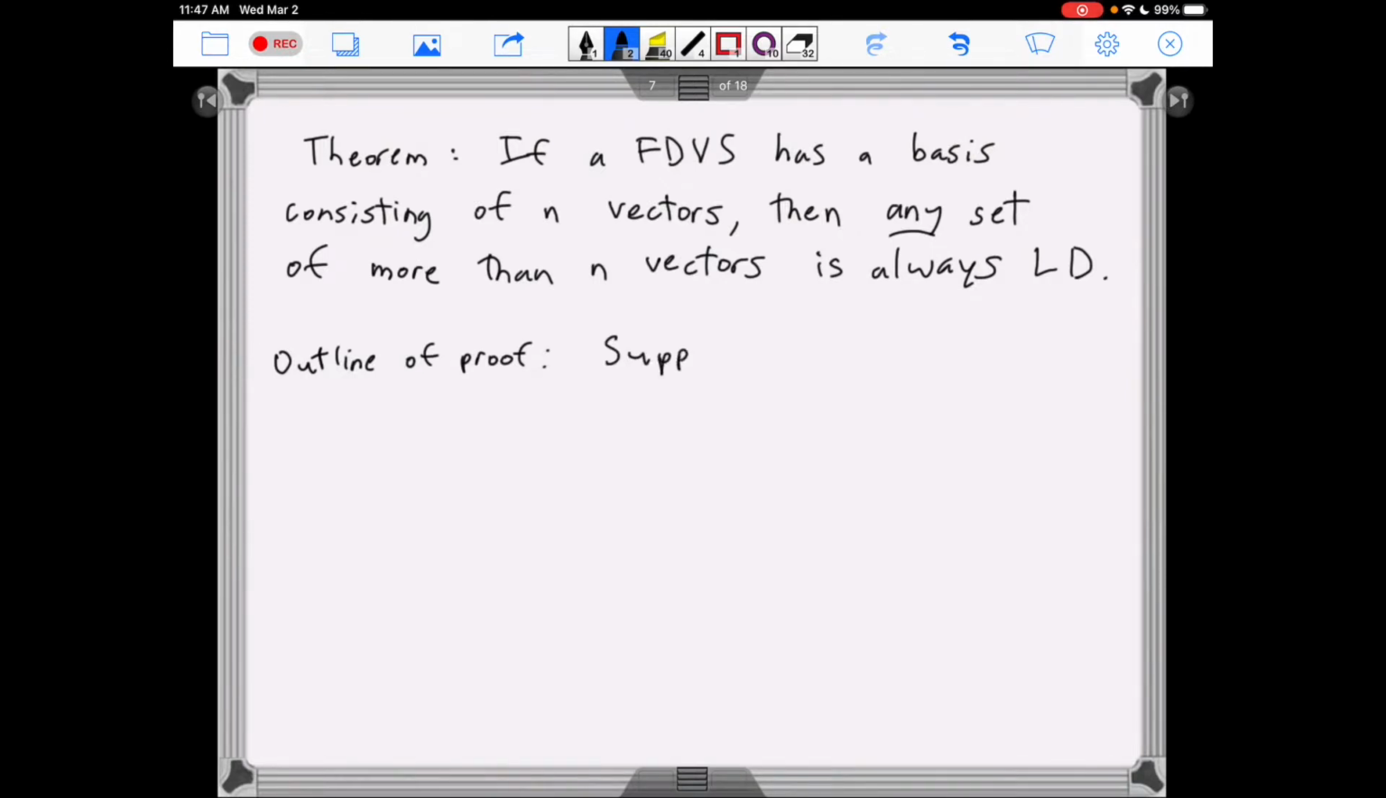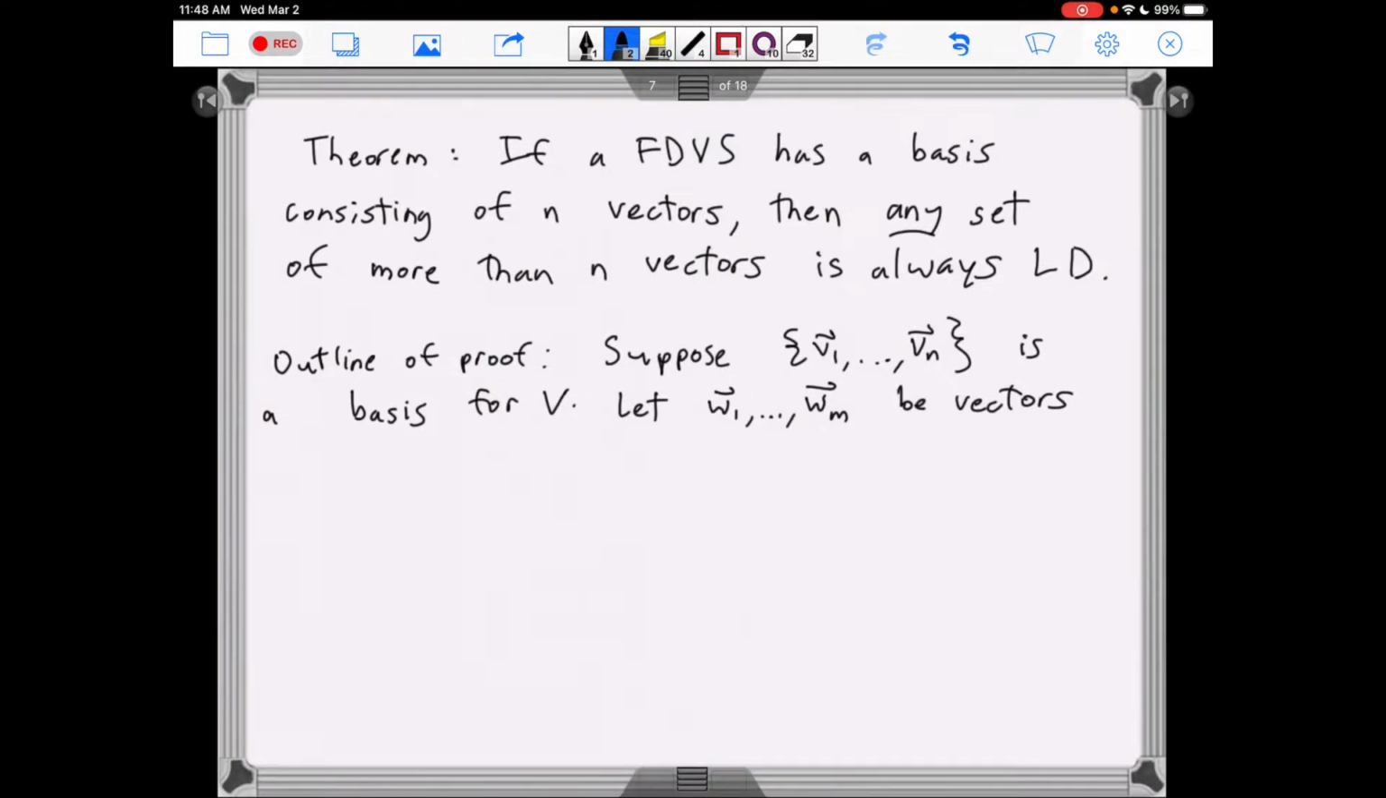So let's suppose v1 all the way to vn is a basis for V. And now let's take any m vectors in V, with m larger than n. So let's suppose that we have more than n vectors, okay?